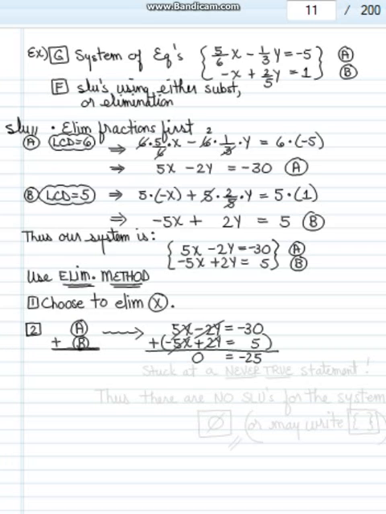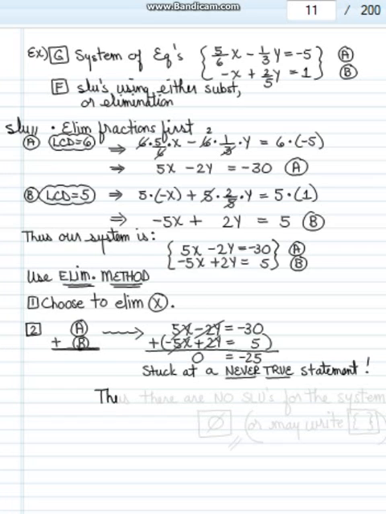And you'll see we have lost our variable. There are no more x's and no more y's. We are stuck. We are stuck at, now look at that, 0 equals negative 25. That's never true. So we are stuck at a never true statement. That's not the answer to the question. It's just an observation. We are stuck. We lost our variables. And where are we stuck? We're stuck at a never true statement. So let's draw a conclusion from that.